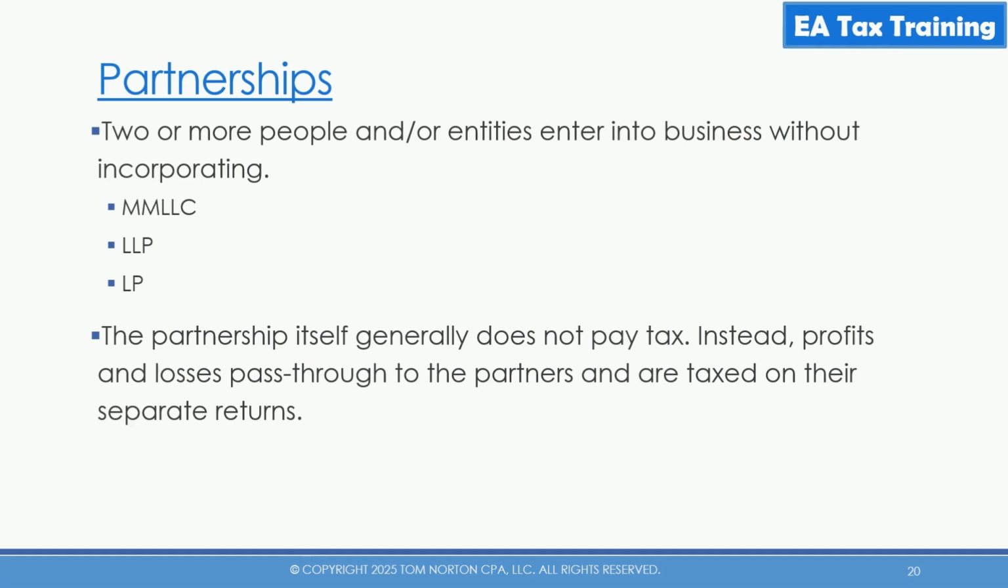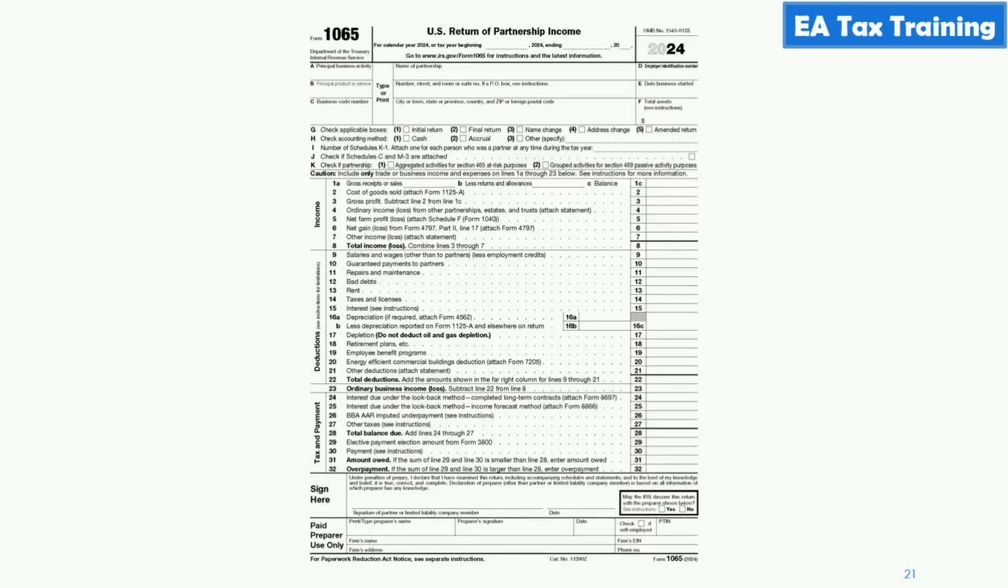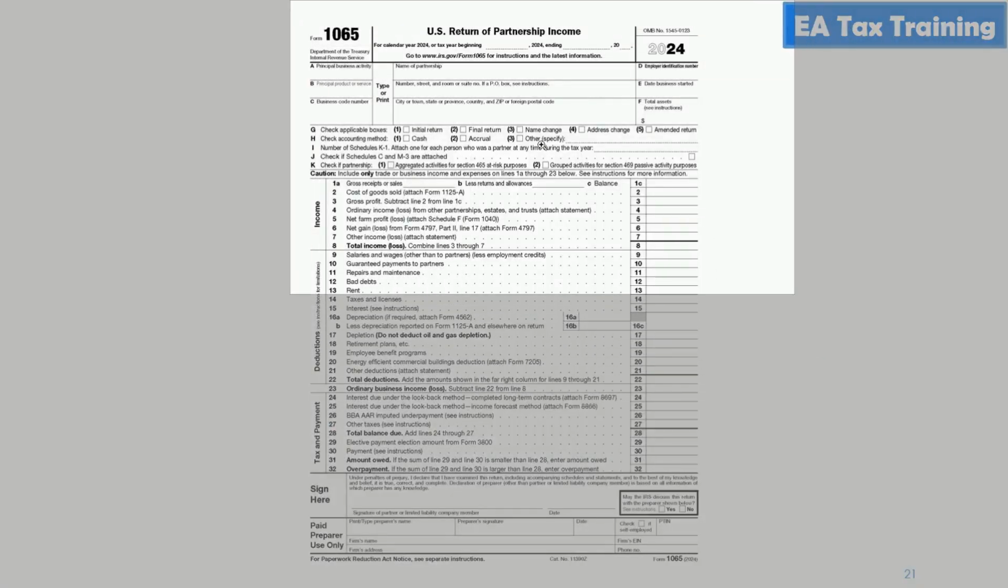So as we talk about it, unless I say otherwise, we're just going to assume that the partners are individual human beings who are filing Form 1040. And then if we need to talk about when entities are involved, we will talk about that separately. So let's have a look at the Form 1065.